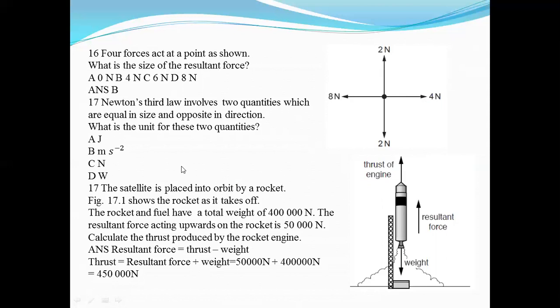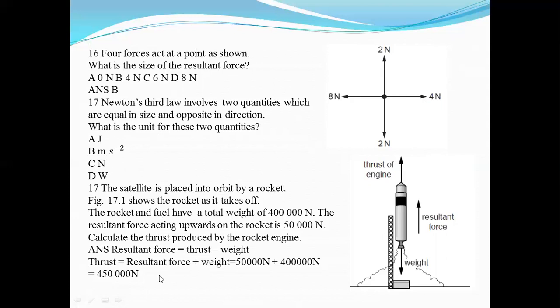Question number 17. Newton's third law of motion involves two quantities which are equal in size and opposite in direction. What is the unit of these quantities? Both action and reaction are forces. And the SI unit of force is Newton. C is the correct answer.